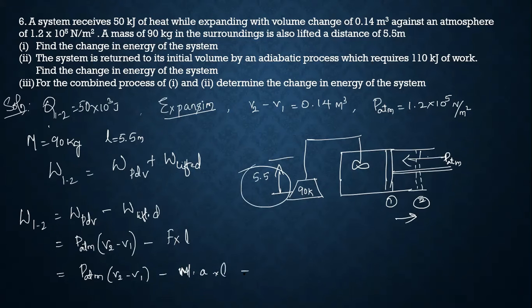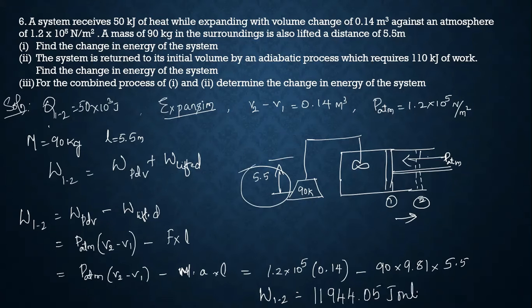Therefore, P atmosphere is 1.2 into 10 to the power of 5, V2 minus V1 is 0.14, minus mass is 90 kg, acceleration due to gravity is 9.81, lift is 5.5. Therefore, the work done during the change of state, that is W1 to 2, is 11944.05 joules.